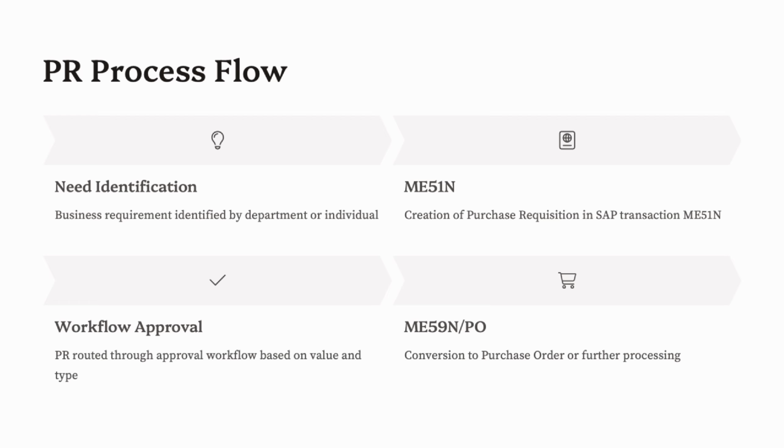Office supplies. An administrative assistant orders printer paper and toner via a PR, specifying a standard office supplies material group and assigning cost to the administration cost center. Service requests. Facilities team submits a PR for quarterly HVAC maintenance, entering a service master or detailed free text description and assigning cost to a facilities maintenance internal order.